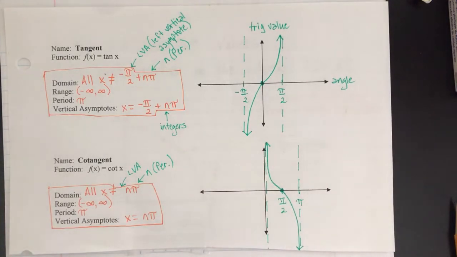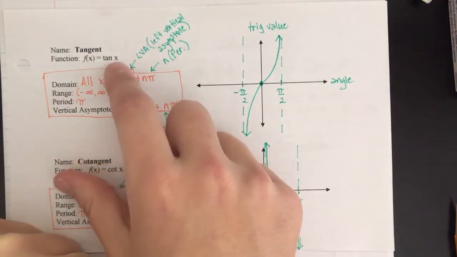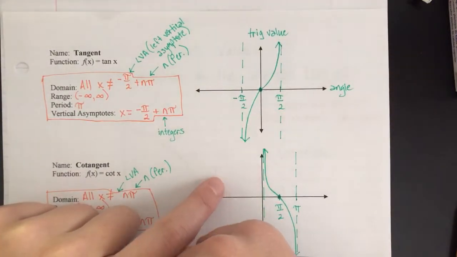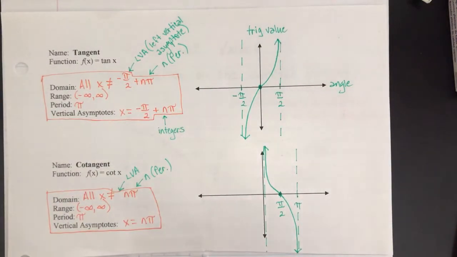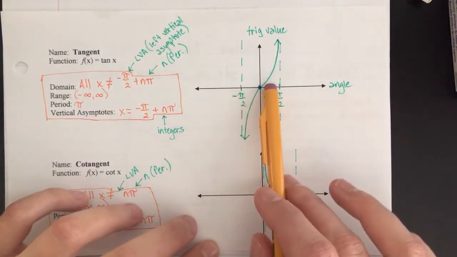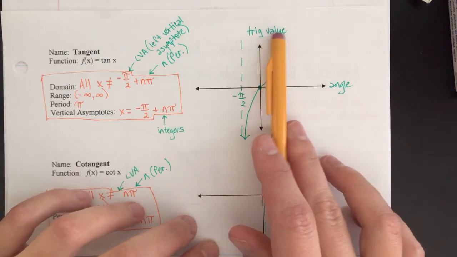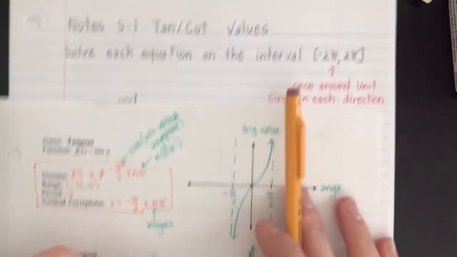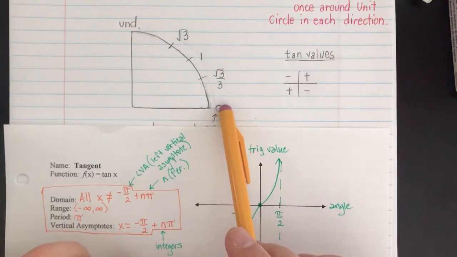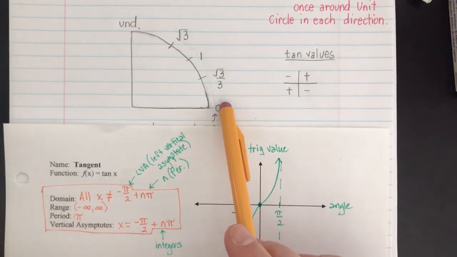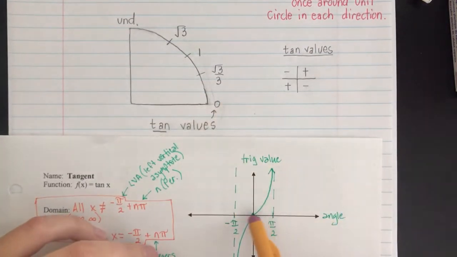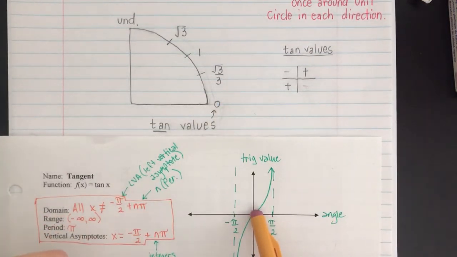So the tangent parent function, f of x equals tangent of x. We can get this graph the same way we talked about getting the sine and cosine graph. So remember, if you take various angles and plug them in, what would your output, what would your trig value be? So let's just look at this real quick. If you plug in 0 radians, what is your output? Your output is 0. Your tangent value at 0 radians is 0, hence the coordinate on the origin.